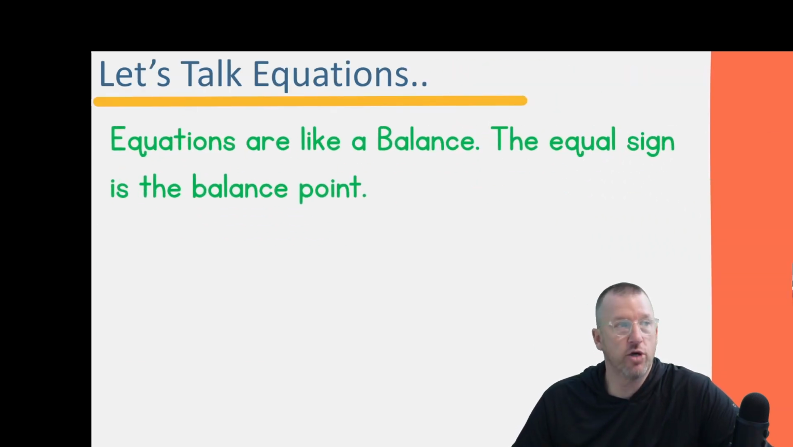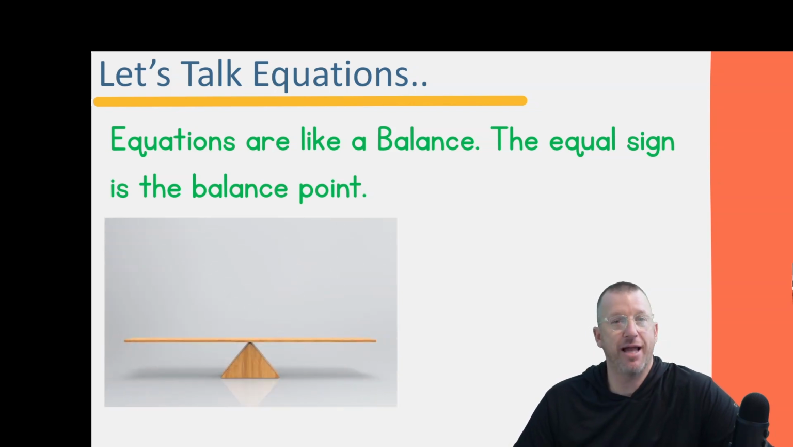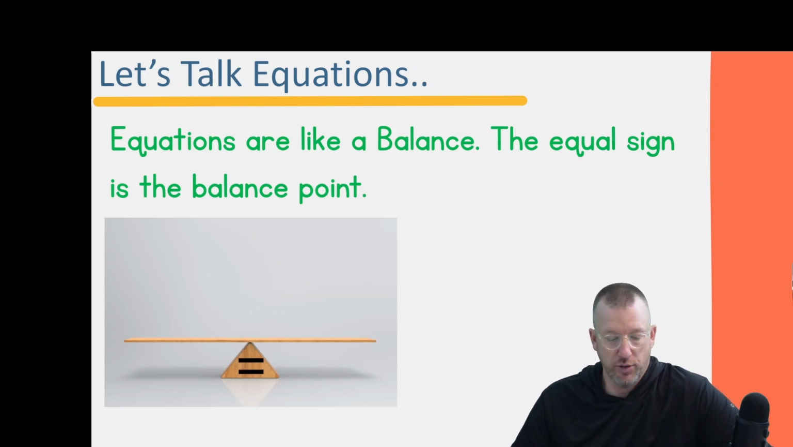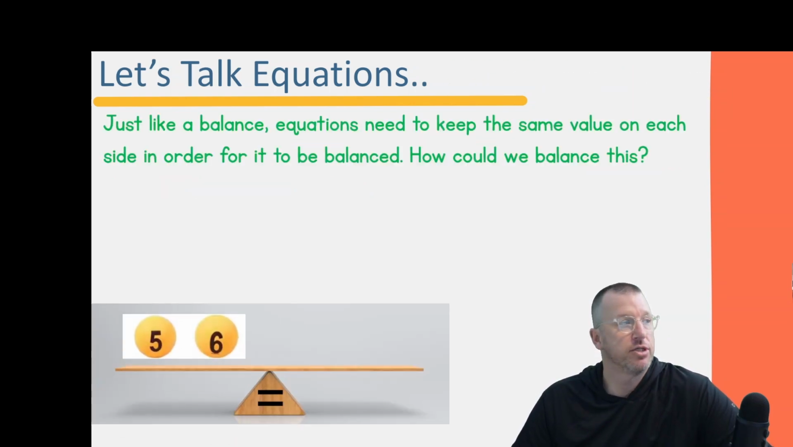All right, so let's talk equations just as a refresher. They're like a balance. So I want you to think of a balance when you're thinking of an equation, and the balance point, which is that brown triangle there in the middle, is actually an equal sign. So in order for that balance to stay balanced, each side has to have the same value, okay? So just like a balance, equations need to keep the same value on each side.